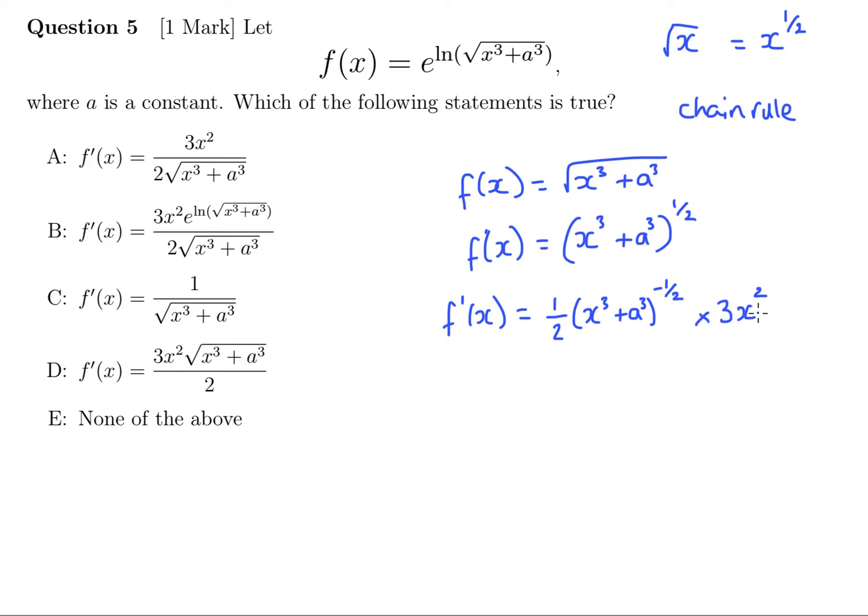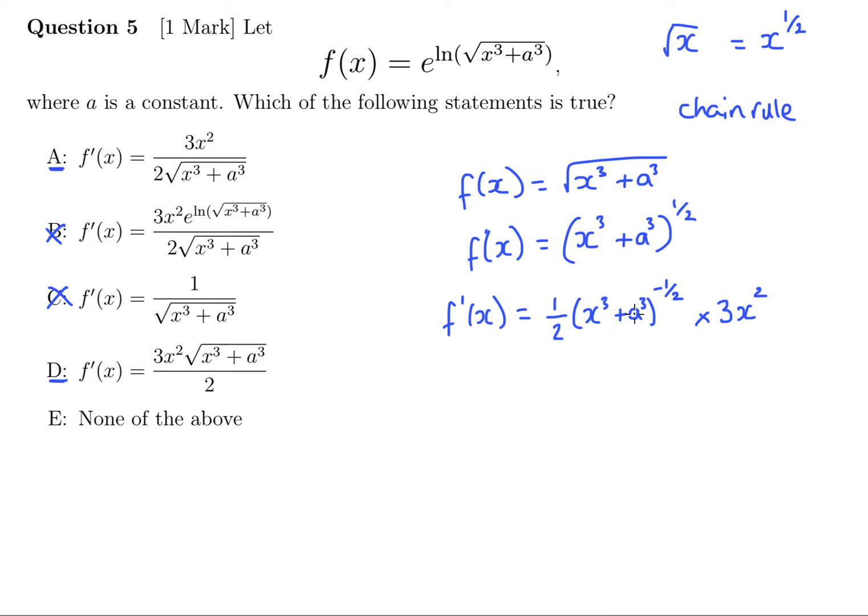So just looking at the answers, the only things we've got are things with a 3x squared, so that gives us A as an option. B is not an option. B is wrong because there's not going to be this e to the ln anywhere in the answer, so it's definitely not B. It's not C because there's no 3x squared. It could be D. So those are our only two options really. I'm guessing it's not E, it's not none of the above. But we're going to have to do a bit more work on this to get to the end.